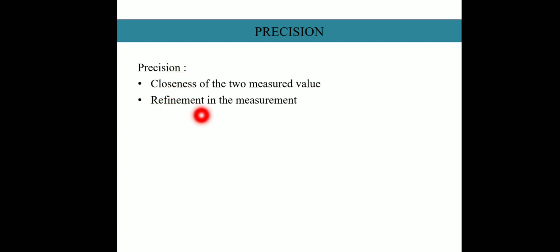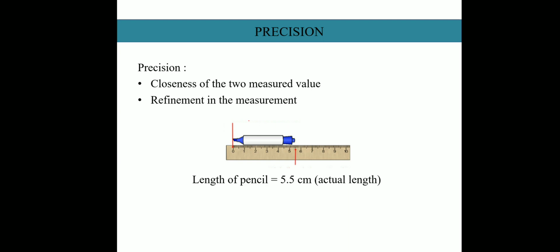Or second definition, it is the refinement process. Refinement means every time we keep on taking the values that we are calculating, they will appear very close to the previous one. For example, let's say this is a pencil again, and we want to measure the length of a pencil using the metric scale. Okay, and then it is given to us that the length of a pencil is 5.5 centimeter, which is the actual length of the pencil. So actual length of the pencil is 5.5 centimeter.